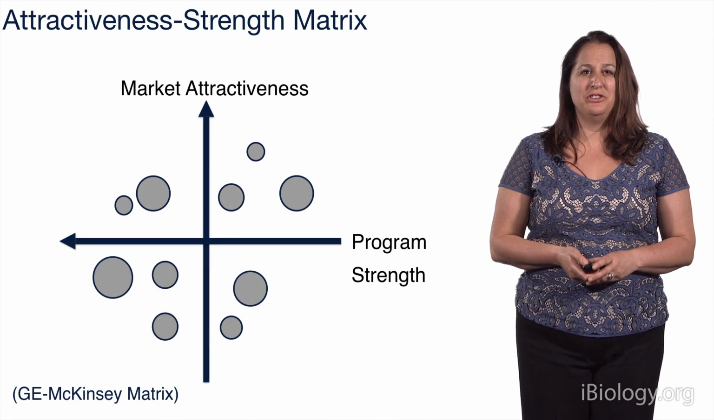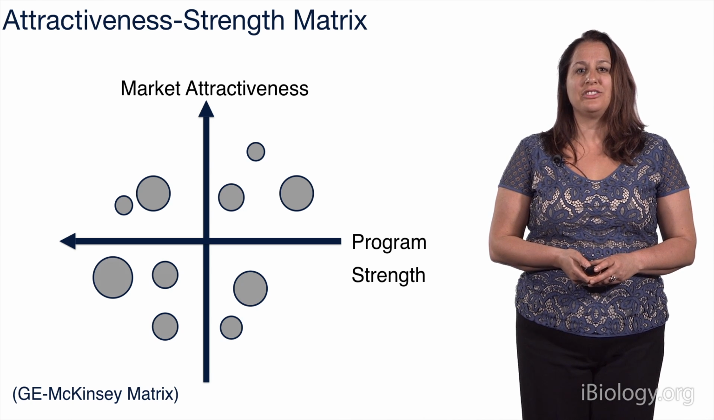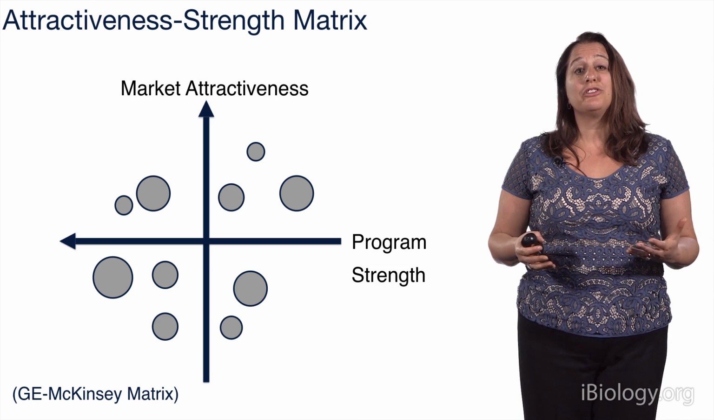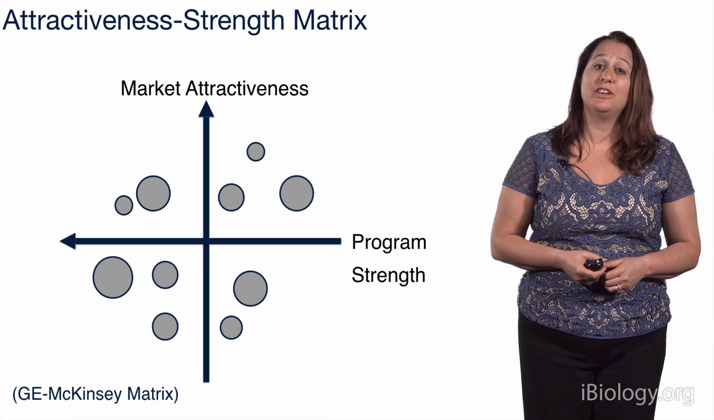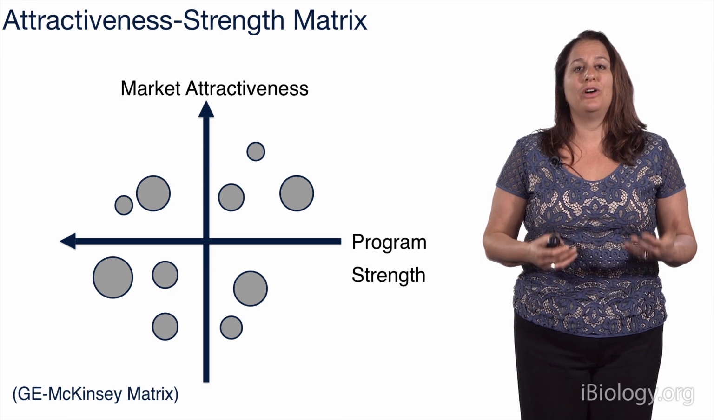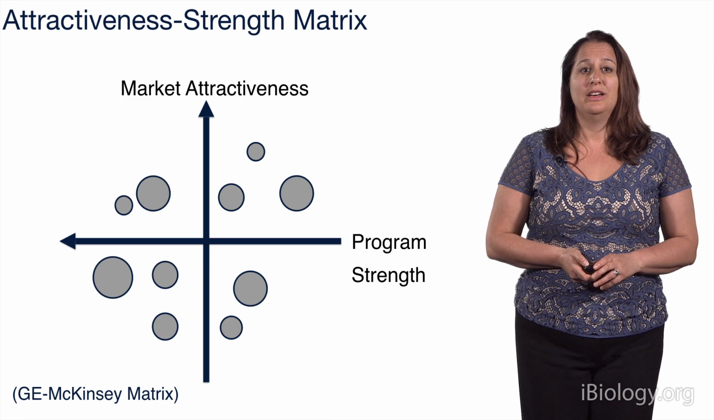Another variation on the two-factor matrix is the Attractiveness-Strength Matrix. In this case, the x-axis represents program strength, which may include market share, but also might include other factors such as marketing ability. And on the y-axis, we have market attractiveness, which again will involve market growth, but may also involve market size or other factors that make the market particularly attractive to your enterprise.